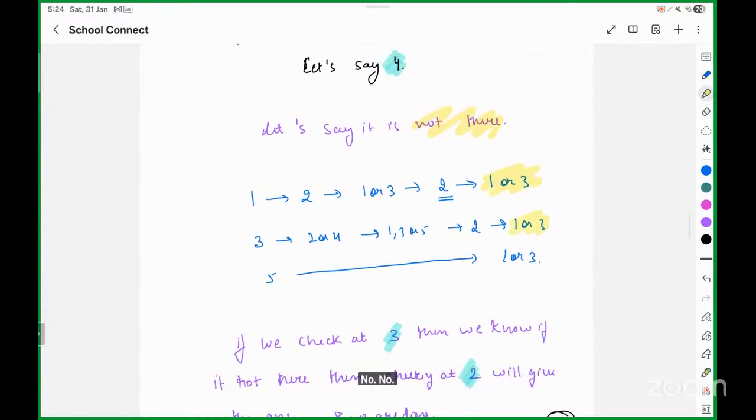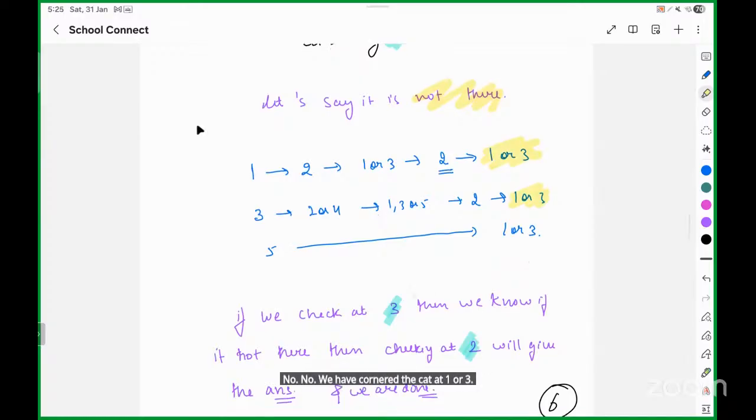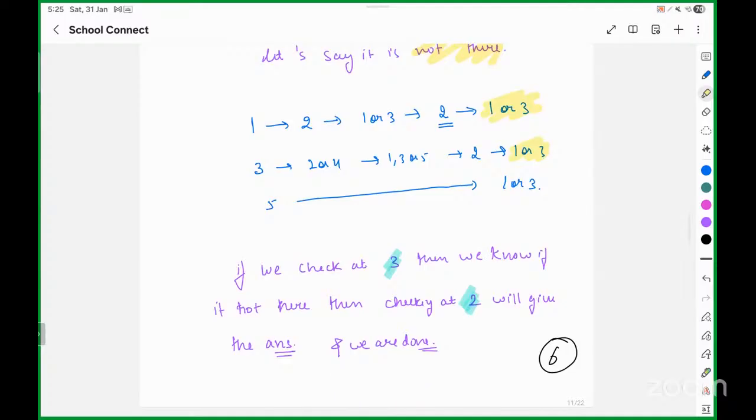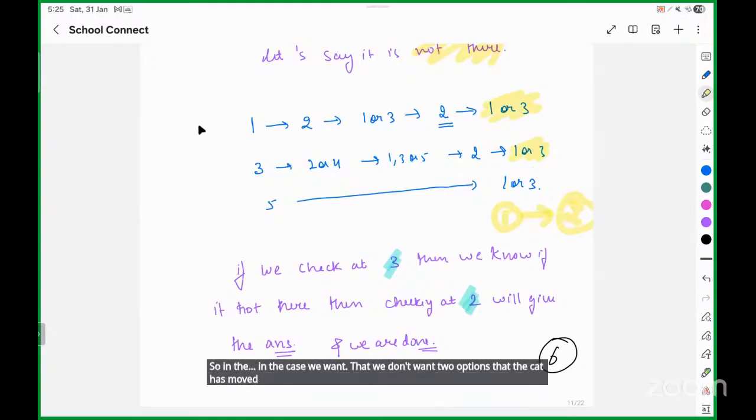Now we have cornered the cat at 1 or 3. So if we check at 3, then we know that it is not here. If the cat was at 1, then the only case is that it has moved to 2. We don't want two options, that the cat has moved to one or three, two or three. We want only one option at the end, so we narrow it down and find the cat. So we will check at three.